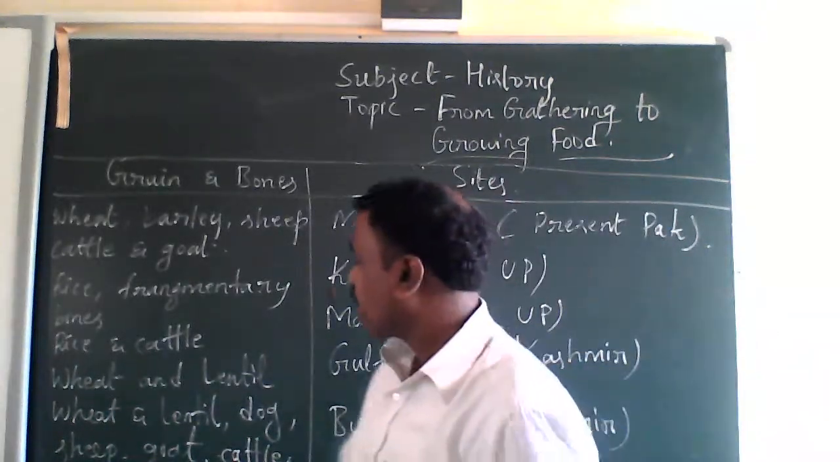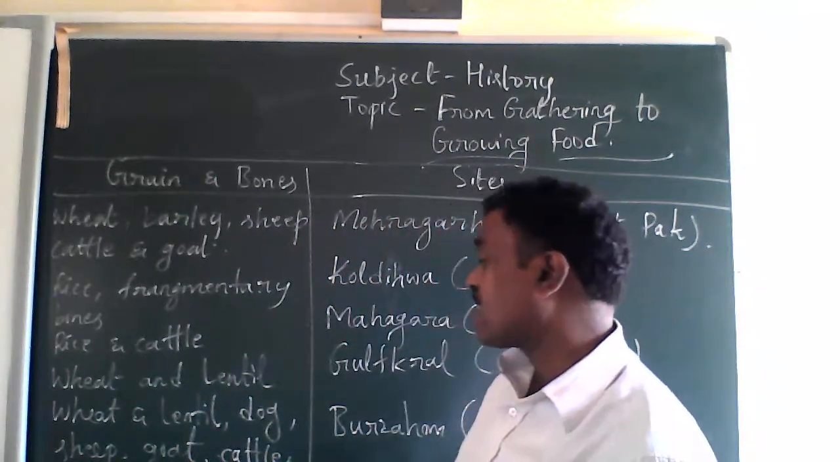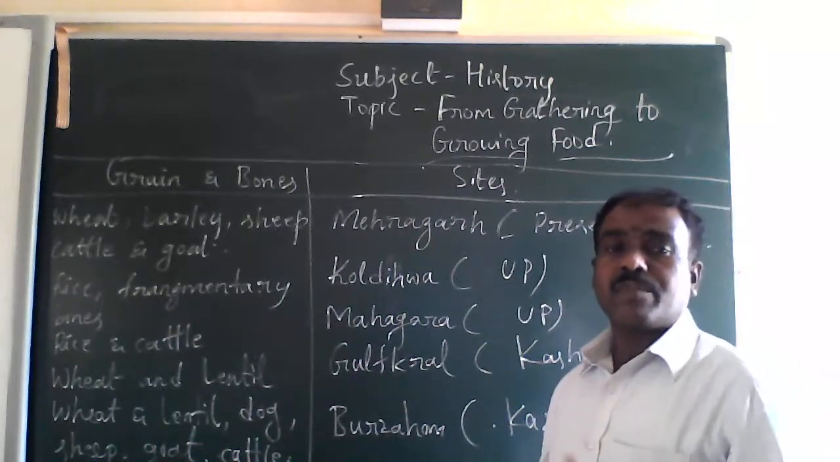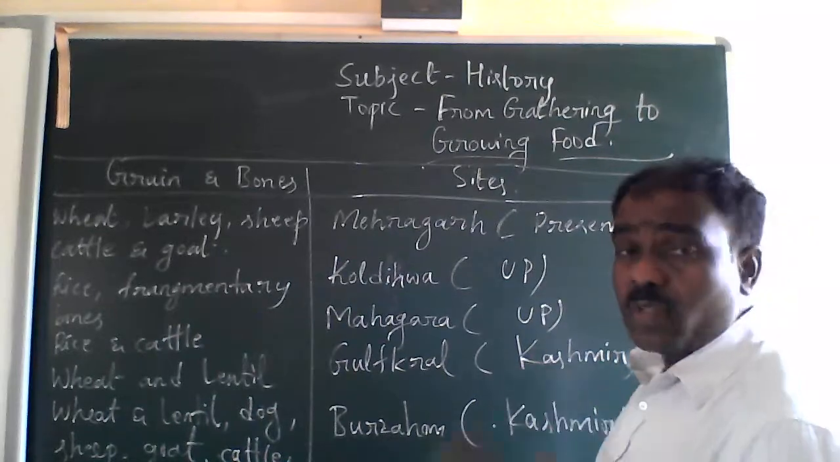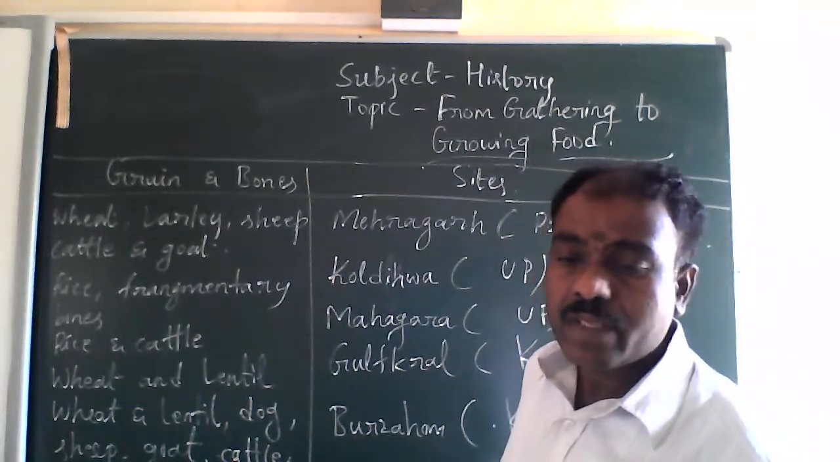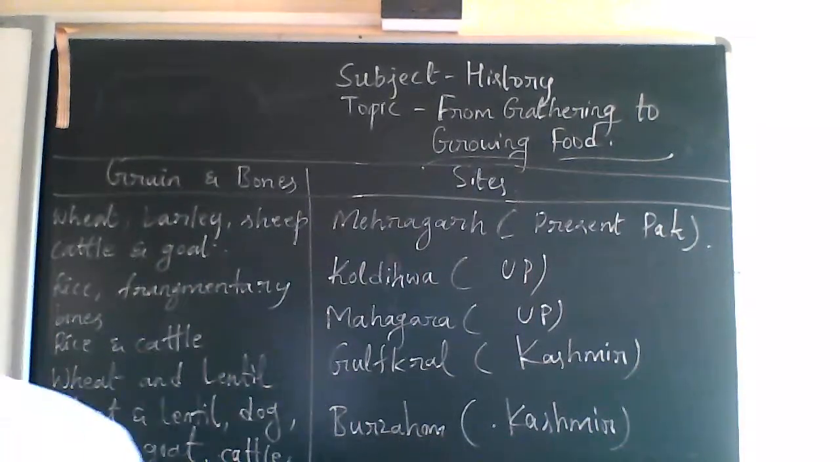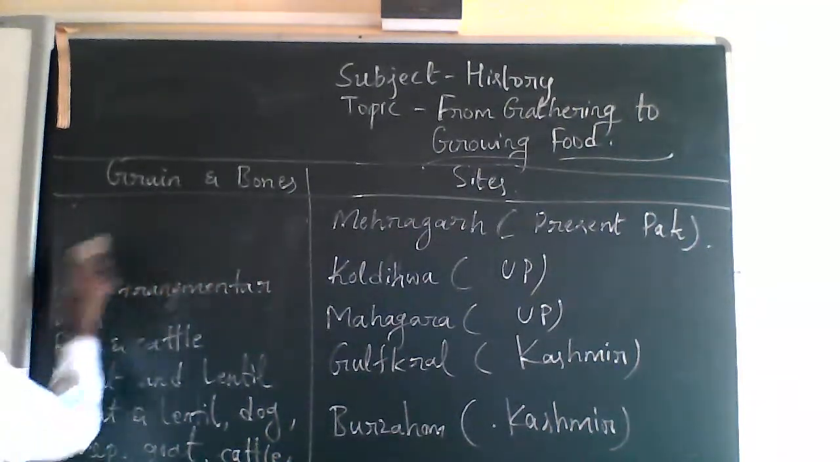After wheat and lentil, the dog, sheep, goat, cattle, and buffalo bones, a greater number of animals, were found in Burzahom, which is also located in present-day Kashmir. Now some more sites are there. Let us see the remaining sites also.